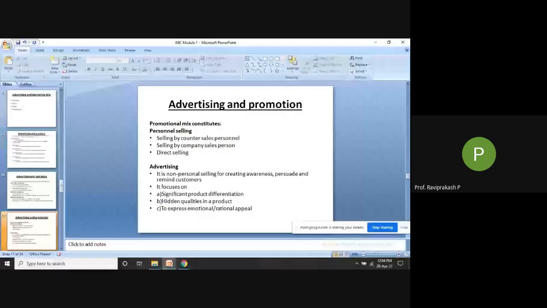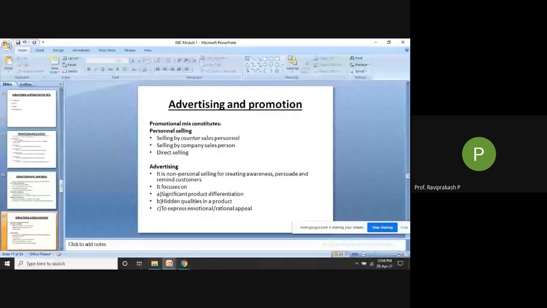FMCG products like phenyl, the soaps, agarbattis, incense sticks. So all these things they come to the door and they sell. Now it has stopped because of Corona and all. But earlier, before Corona, many people used to come to your doorsteps. So those all come under personal selling.